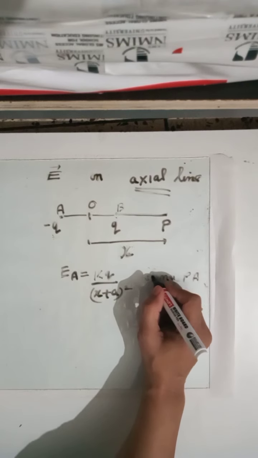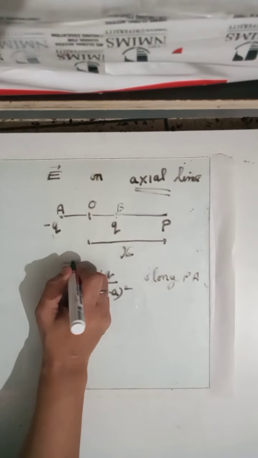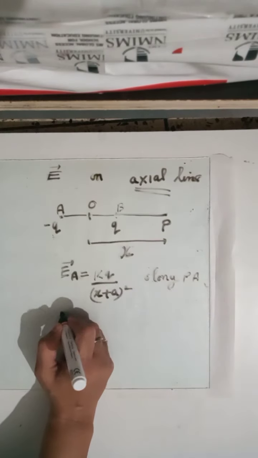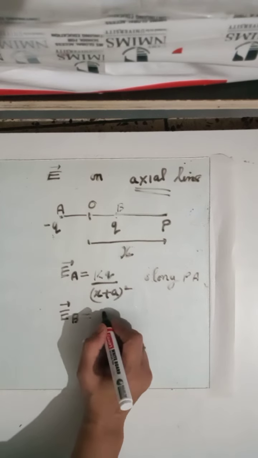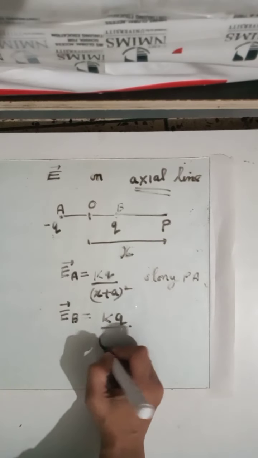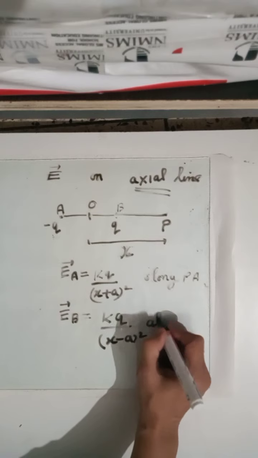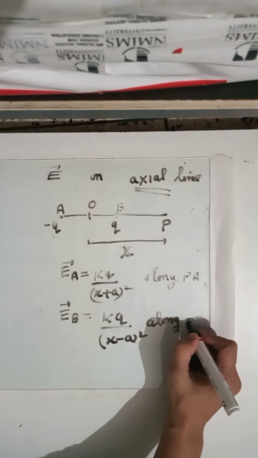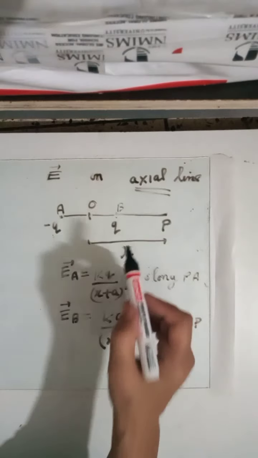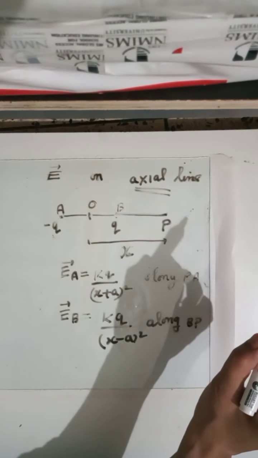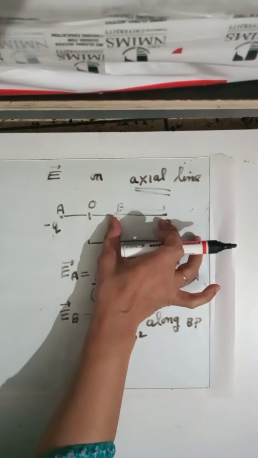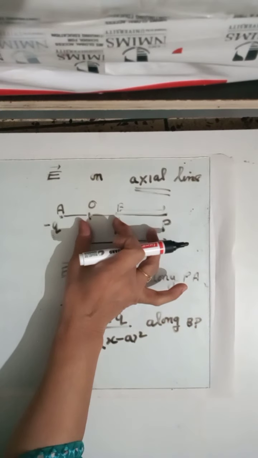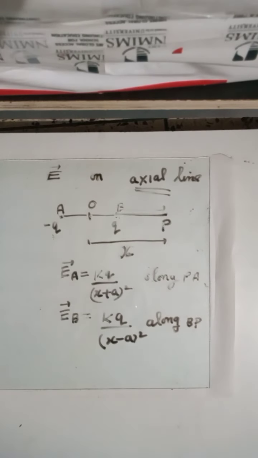Correct? Now, how can you determine the electric field due to this charge? That means EB. What is the value of EB? That is equal to KQ upon X minus A whole square, along PB, because this is a positive charge, so the direction of the electric field is away from B. What is the value of this distance? This distance is equal to this whole distance minus this distance. This distance is X, this distance is A. That means X minus A whole square.